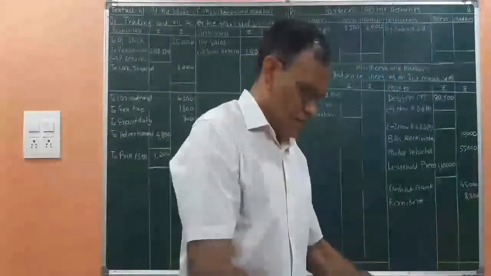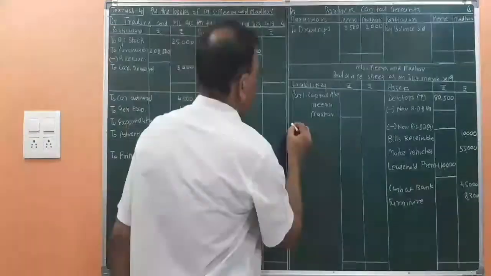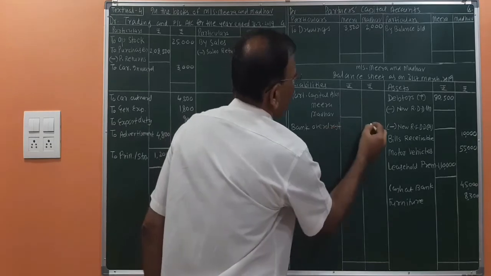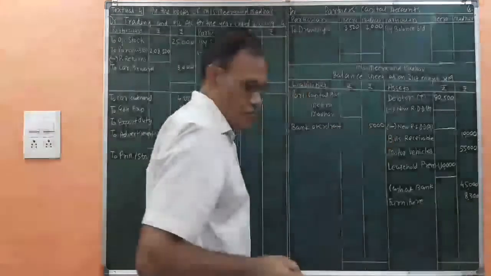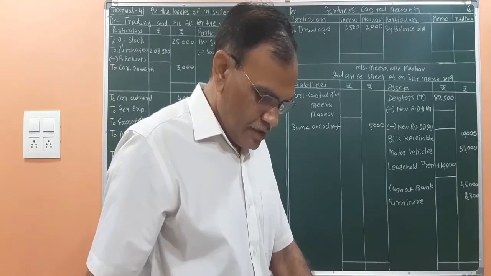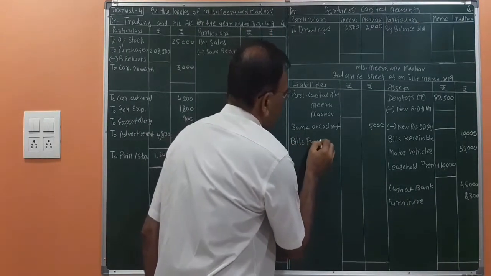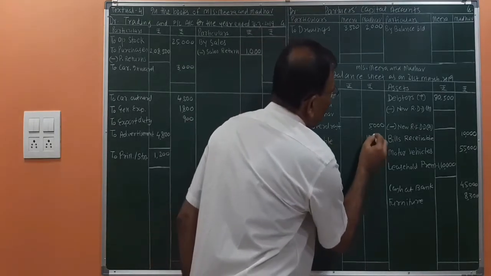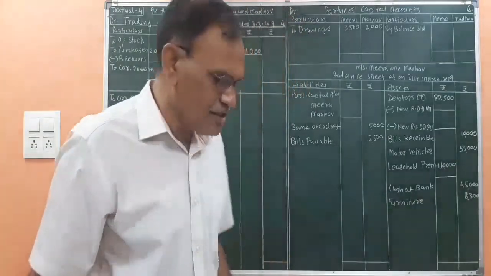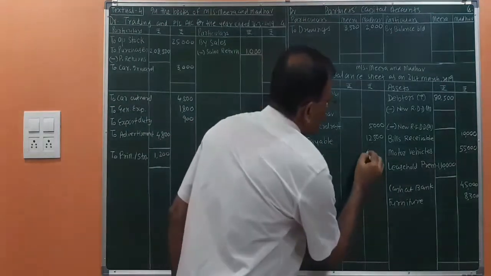Now we'll see credit side transfer. Bank overdraft 5,000. So I'll write here on the liability side, bank overdraft 5,000. That is our liability. Bills payable 12,500, again a liability. Creditors is a liability, 68,000.